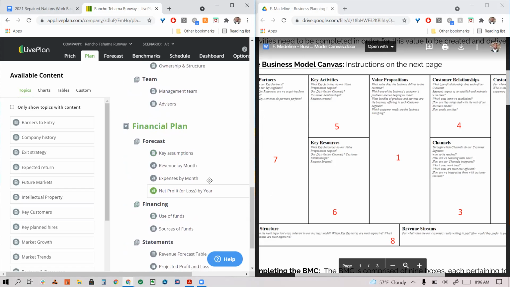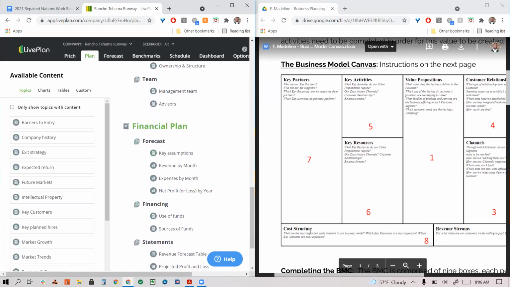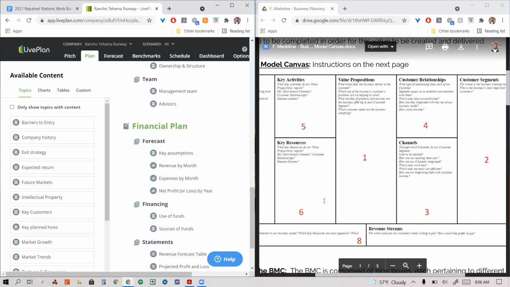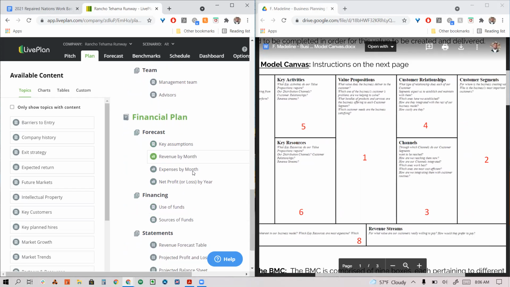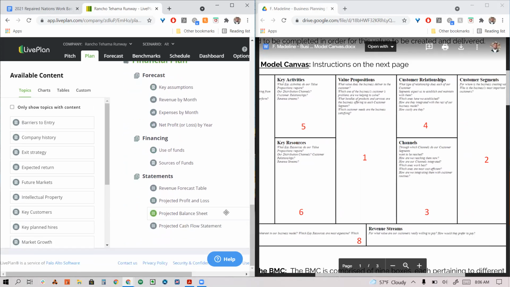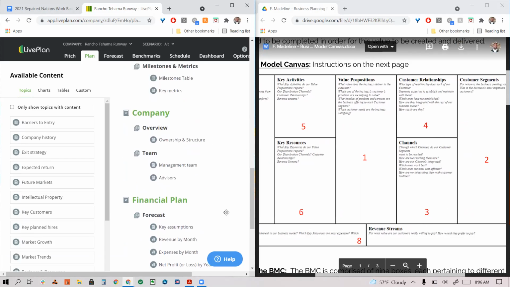And then after that, there's a place for the financial plan, which is getting into the cost structure and the revenue streams down at the bottom. And you can see that it's broken down into assumptions and revenue by month, use of funds, etc.